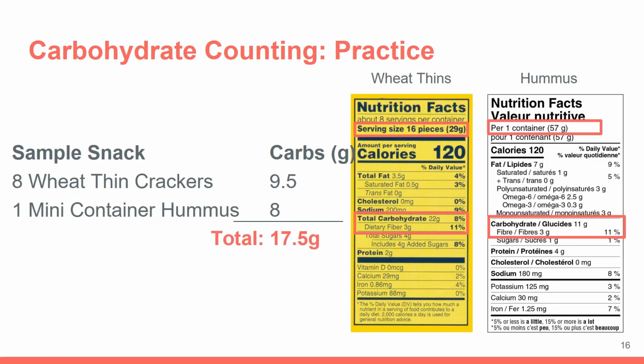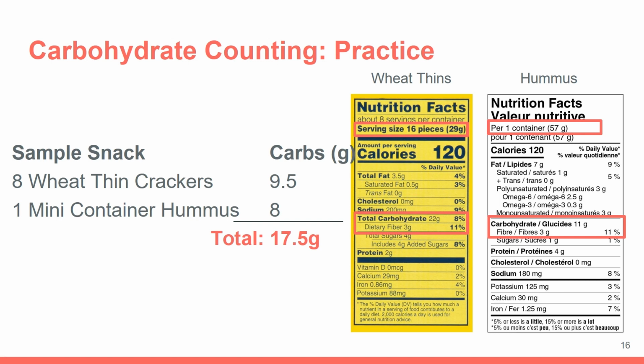Let's walk through this activity together now. As I'm sure many of you noticed, the portion of crackers in this snack is less than the serving size outlined on the nutrition facts table. This means we have to divide all the values listed on the nutrition facts table by half, as we are only consuming half of the serving size. So instead of 22 grams of total carbohydrates, there are only 11 grams of total carbohydrate from the crackers.